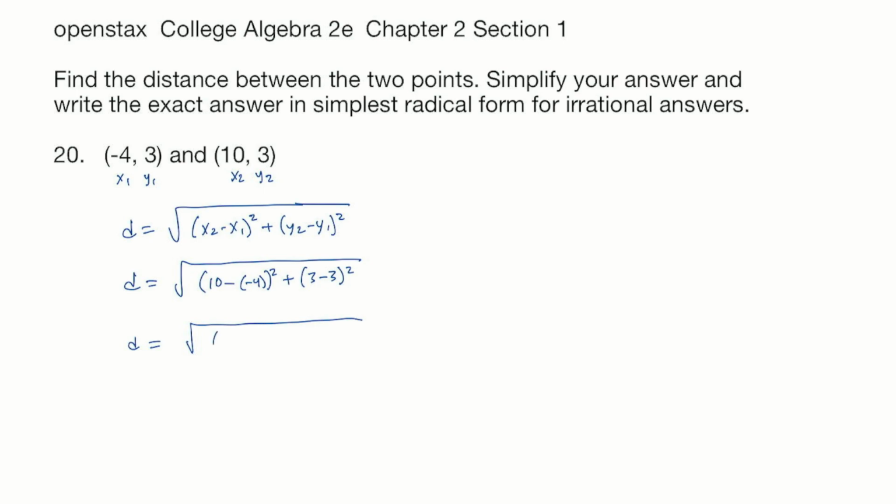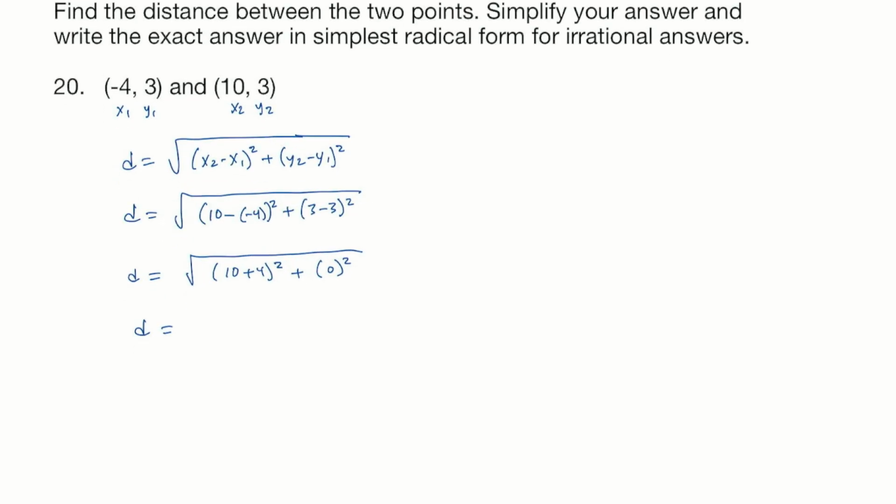So we have 10 minus negative 4. That is 10 plus 4. We square that. 3 minus 3 is 0, and we can square that too. And so we have the square root of 14 squared.